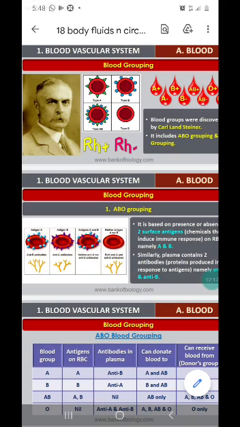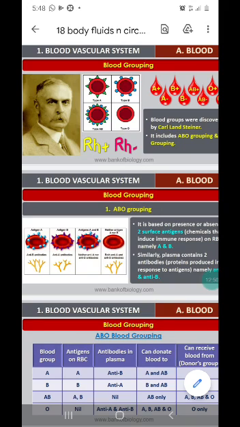And children, their respective plasma contains antibodies. A blood group persons will have A antigen on the surface, and they will have in their plasma antibody against B, anti-B antibodies. Same way, what about B group? B have antigen B on the surface. So what will they have in the plasma? They have anti-A.